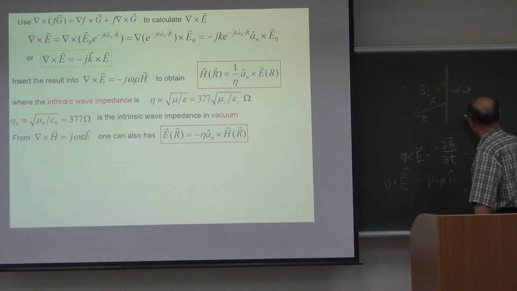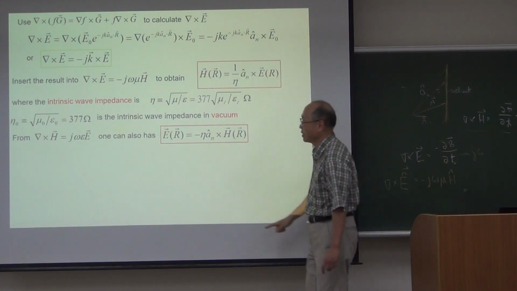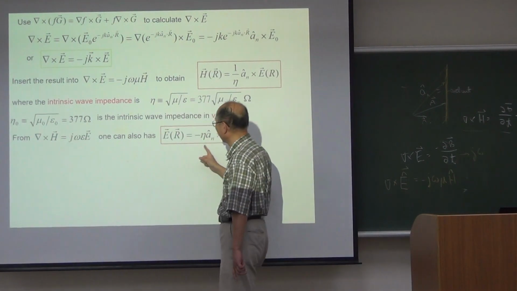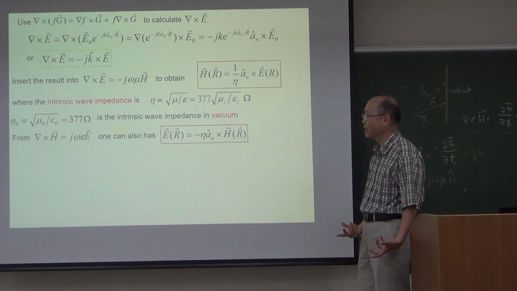All right, you can do the same thing to Ampere's law. Remember Ampere's law in free space: previously we have this J, but now in free space we take it out. So you have this Ampere's law, and you convert it into phasor notation. You have this, and then you end up having this result. So you have more information.